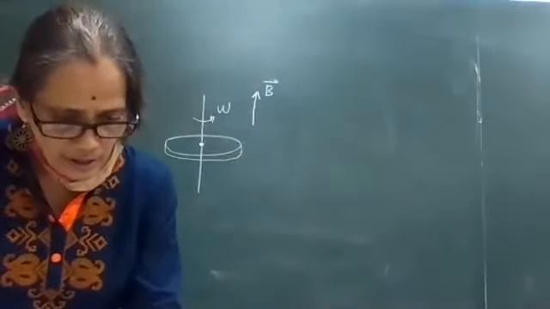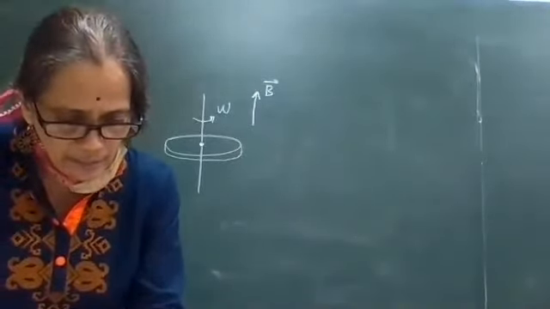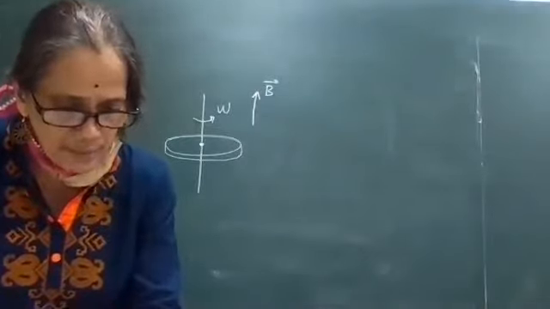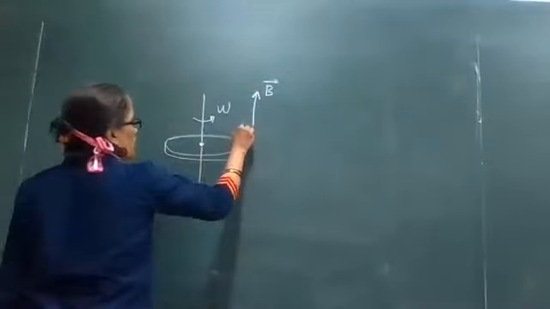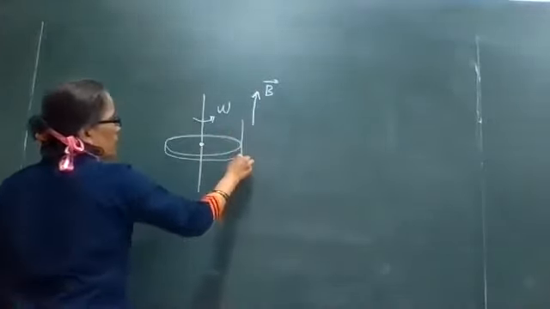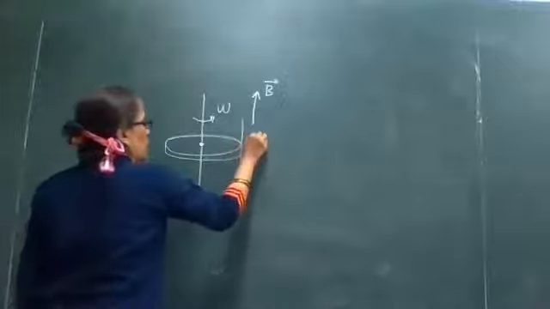Fine? What is the thing? Determine the induced EMF between the rim and the axis of the disc. Rim means this. This is to be called as a. So this I am going to call as the rim.